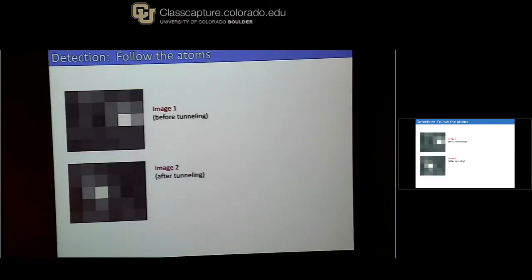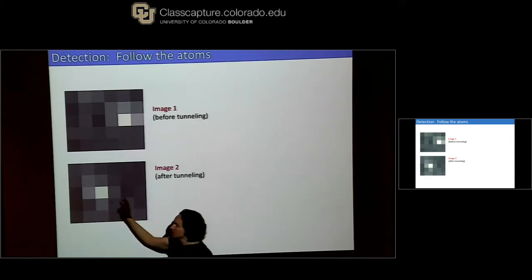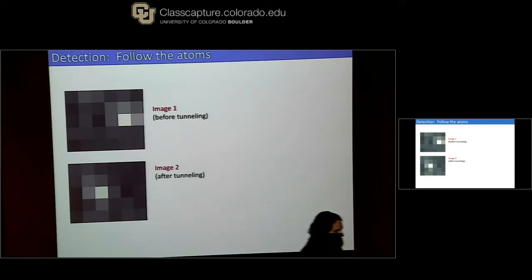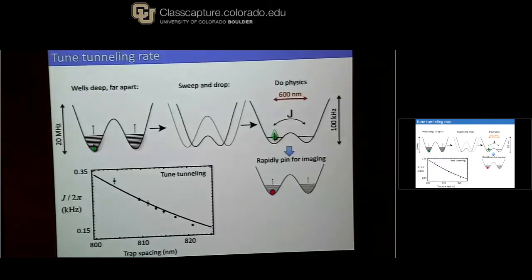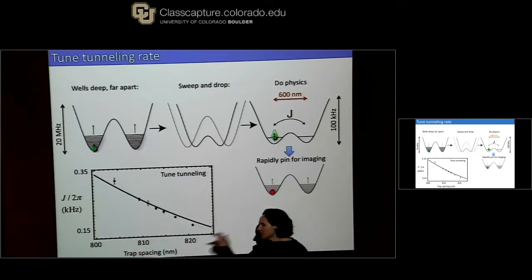Okay. And so in all the data, we're looking at something where before tunneling, we see an atom in a particular place. After we do some experiment, we'll determine whether it's over here or over here. We can also watch, and so we can see the atom tunneling. Here's the tunneling rate in our experiment, which is hundreds of hertz scale. And we can tune that tunneling by both changing the depth of the barrier as well as the distance between the traps.